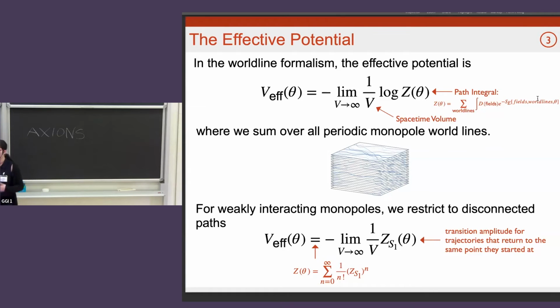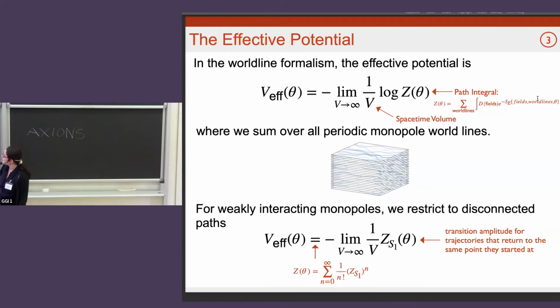For the case of weakly interacting monopoles, that tells us we're dealing with things that are topologically a loop. We expect each of these to have its own distinct disconnected path. We don't take into account interactions of these different paths. Because of that, what we end up with is that this Z(theta) is just a sum over whatever we get for one path, exponentiated, up to some combinatoric factor, 1 over n factorial.